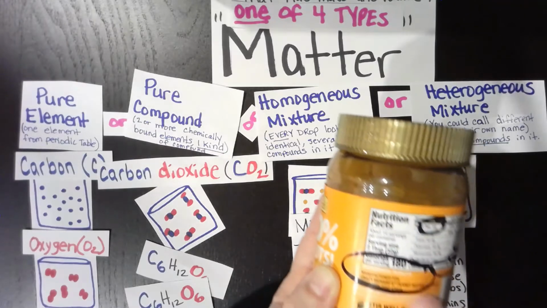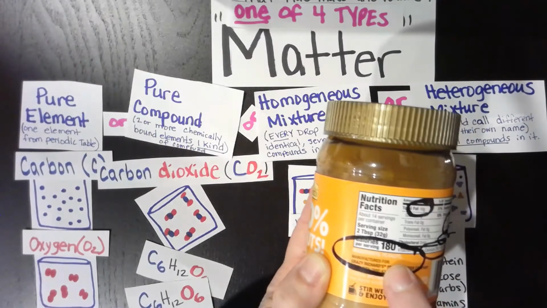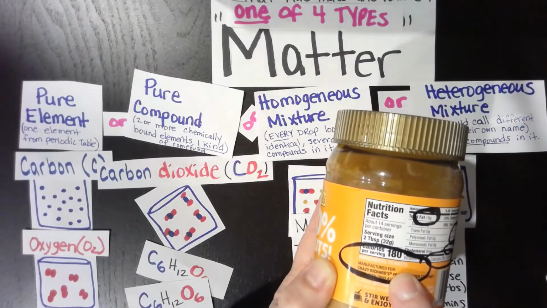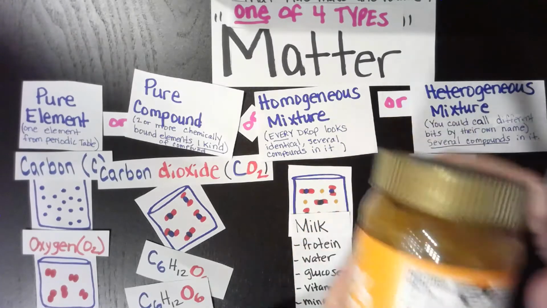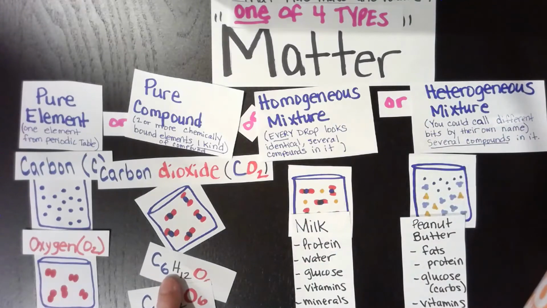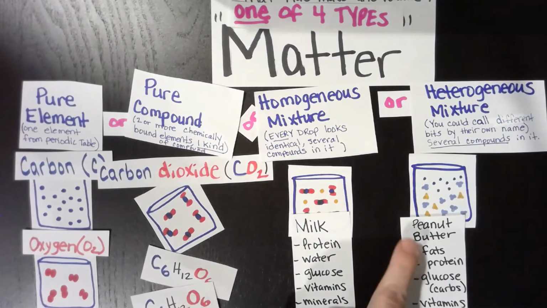Now, this can be tricky because the ingredients say just peanuts, but you have to think about, is peanut an element? Is there a chemical formula for peanut like there's a chemical formula for sugar? I think not, because you have so many different things in your heterogeneous mixture.